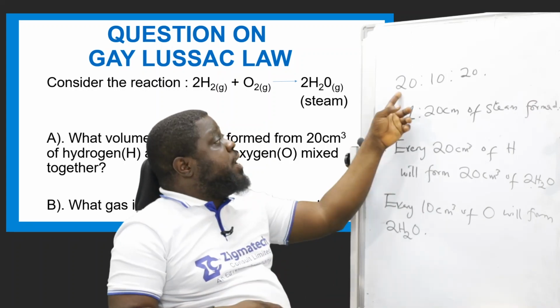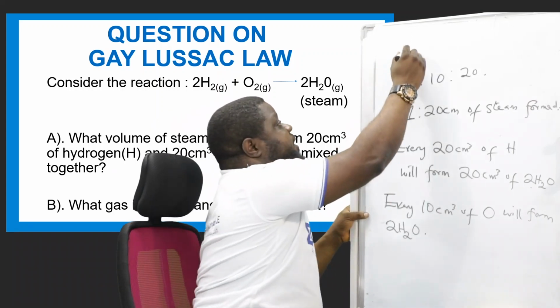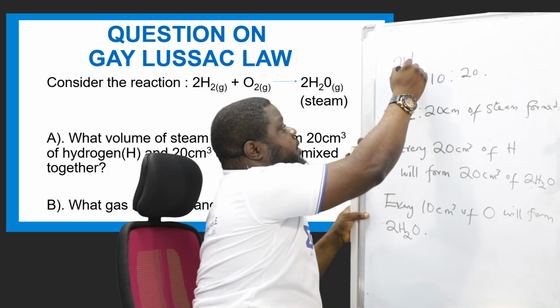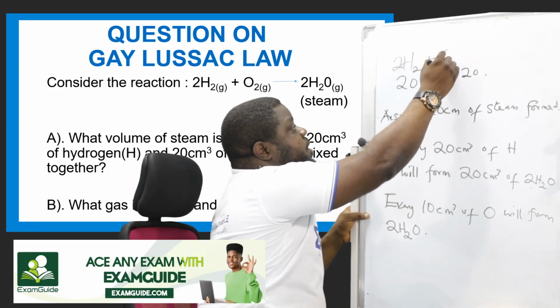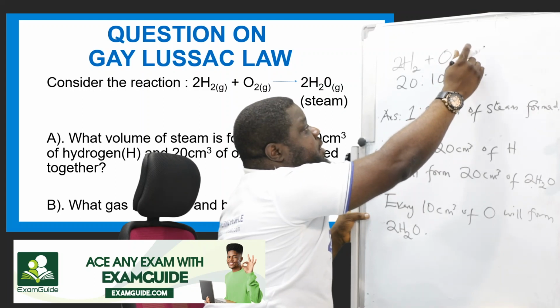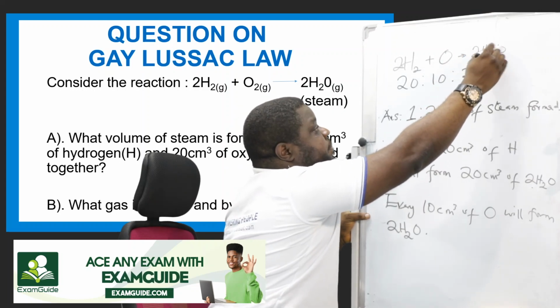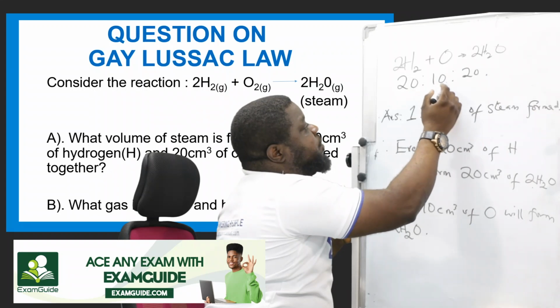Because we've got our ratio as 20:10:20. This is H. Okay? This is the O. And this 20 is the steam.